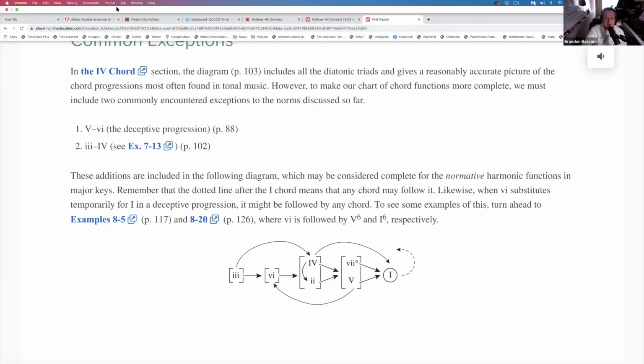So let's head back. What does deceptive mean? No, it means it fakes you out. I'll play one for you. It tricks you. It deceives, right?